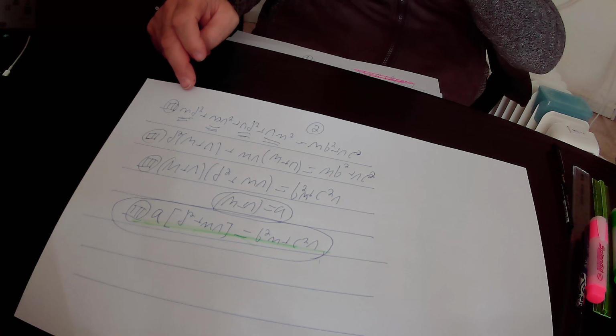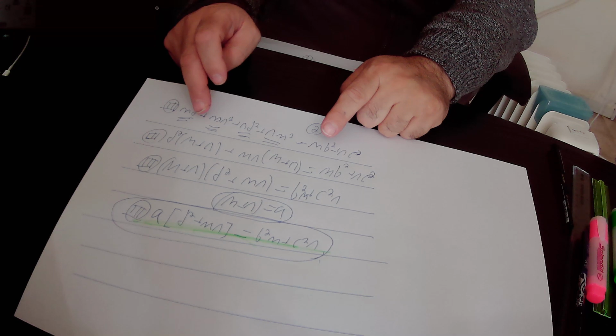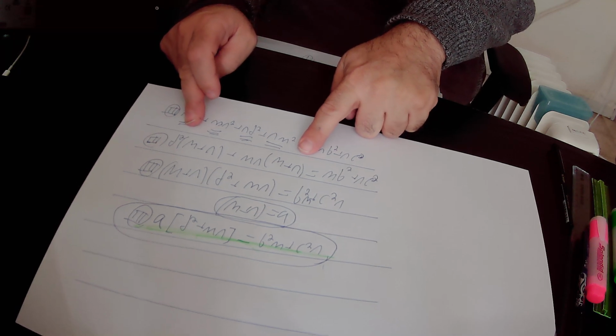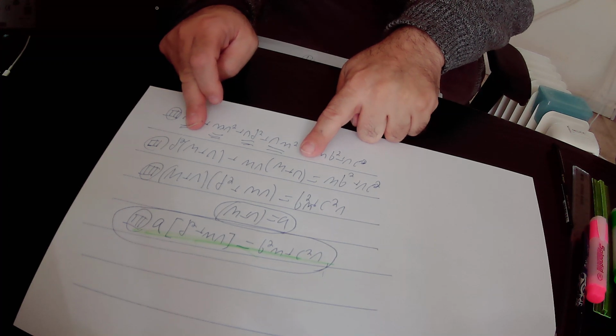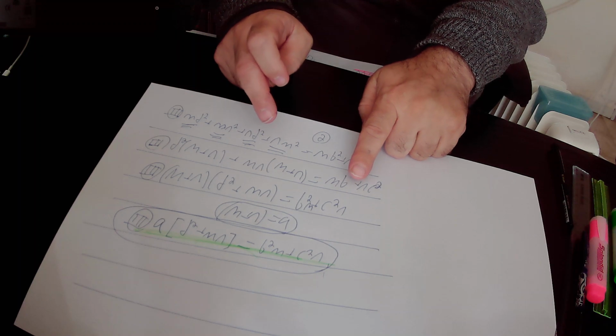Then we took m plus n out as a common factor from those two expressions. So inside the brackets we are left with d squared plus mn, that is equal to b squared m plus c squared n.